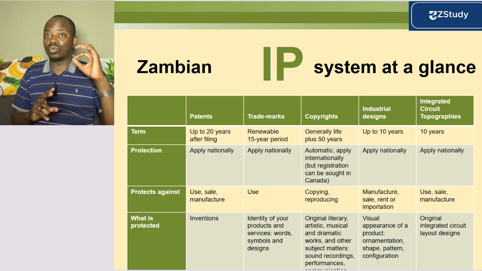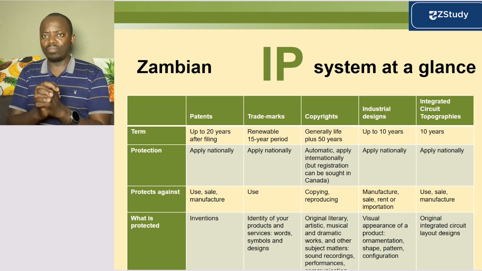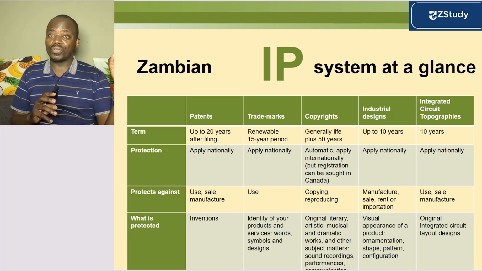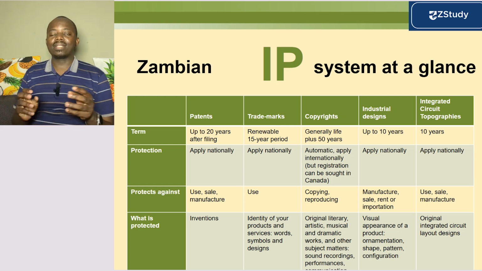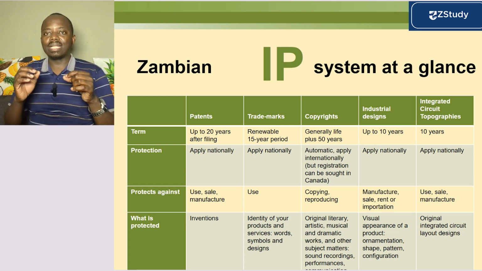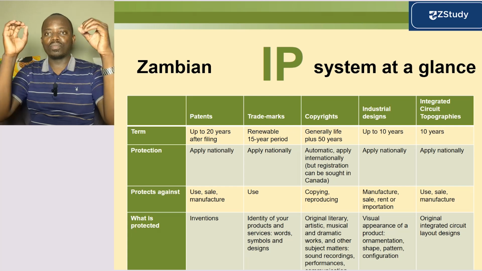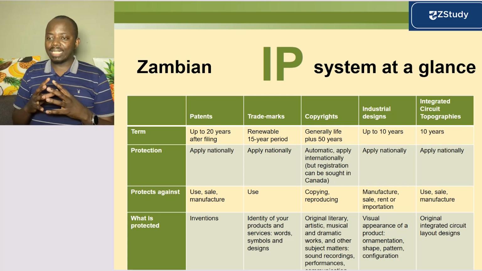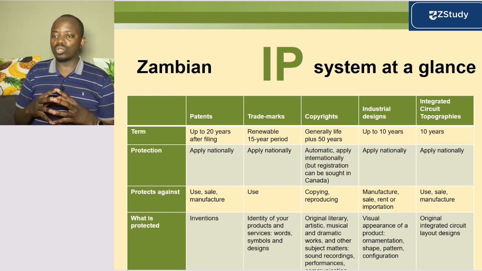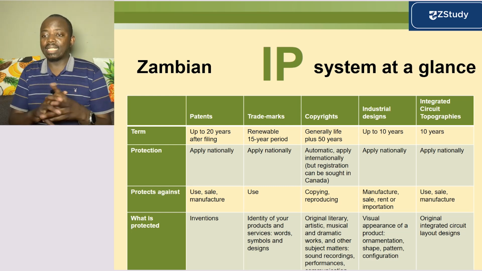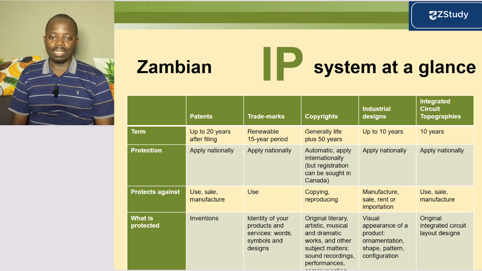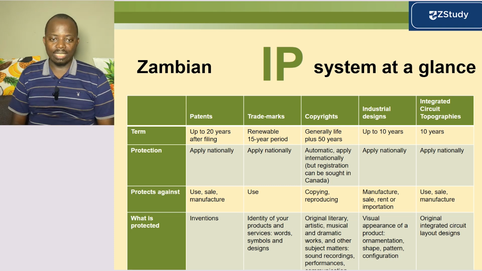That is very important. As you remember, when you looked at the philosophy behind intellectual property, we discussed a lot of theories. One of the theories we looked at was the Lockean theory, which says that a human or a creator must be offered rights to benefit from their creation. They should be able to reap from their labor. Then the protection for integrated circuit topography protects you against use, sale, and manufacture, which is similar to patents, though the period differs.